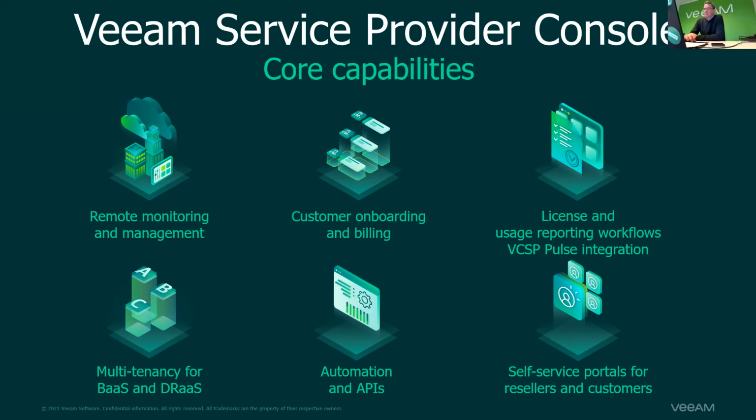The license and users reporting, and now with version 6 we have VCSP Pulse integration. So if you want to automate this, you can. So for example, build a portal yourself where one of your customers can subscribe and they can automatically get a Veeam license key of your rental contract. That's a possibility you could do. So I'm not saying you should do, but it's a possibility. With automation, you can onboard that and you can start monitoring and managing it.